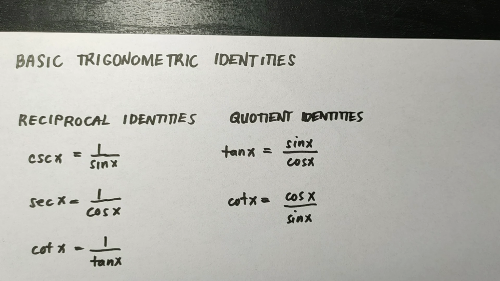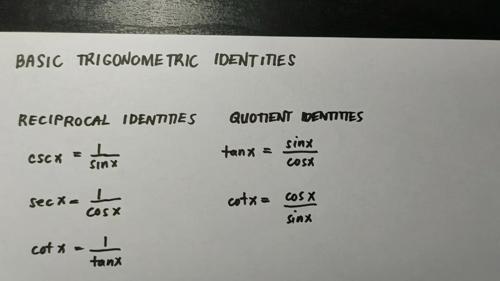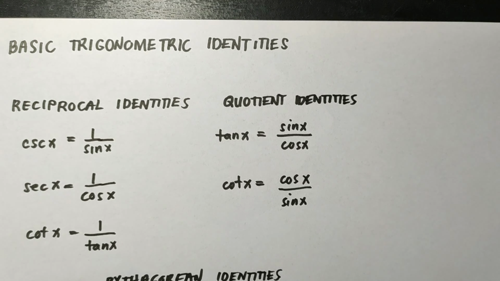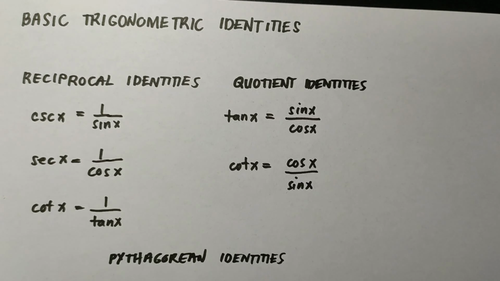On the other side, we have the quotient identities. We have tangent x equals sine x over cosine x, and cotangent x equals cosine x over sine x. So using these trigonometric identities, we can derive the Pythagorean identities.